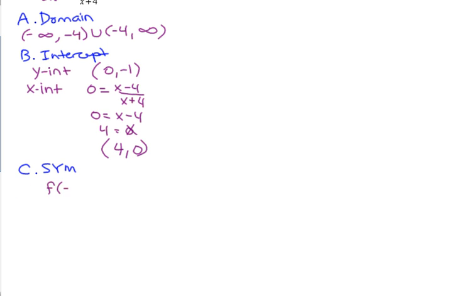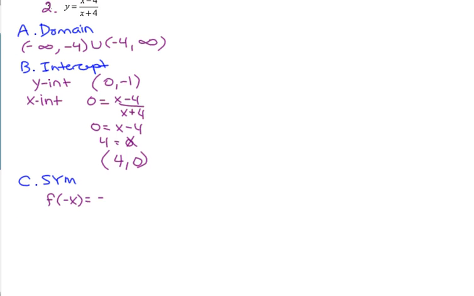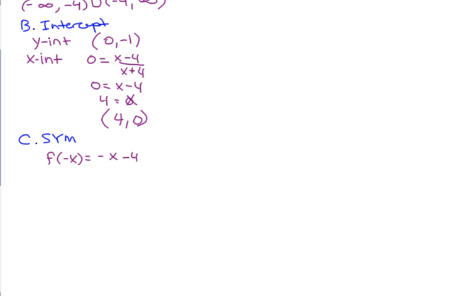Symmetry. Do we do symmetry? Okay, would there be symmetry? So let's try this. F of negative x, negative x minus 4 over negative x plus 4. Is there any way we can make that look like the original function? If I take out a negative, would that do anything for us? It wouldn't, because the numerator would then become x plus 4, the bottom x minus 4. So therefore, no symmetry. We can't make it look like the original, even if we factor out a negative.